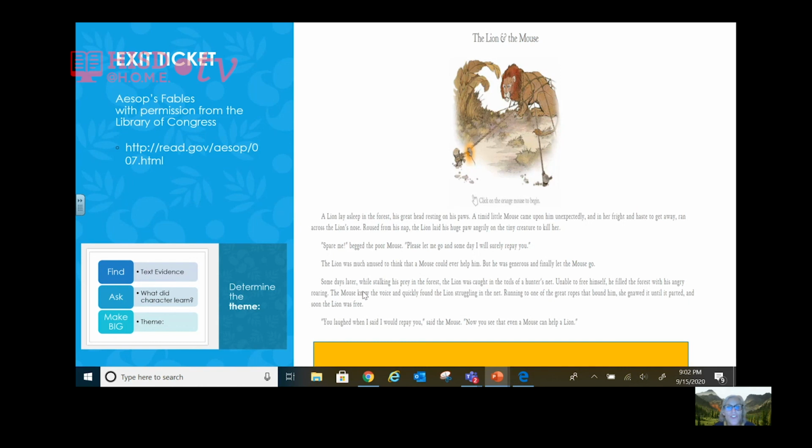Some days later, while stalking his prey in the forest, that means he's hunting it, the lion was caught in the toils of a hunter's net. He got all wrapped up in a net. Unable to free himself, he filled the forest with his angry roaring. The mouse knew the voice and quickly found the lion struggling in the net. Running to one of the great ropes that bound him, she gnawed, keep gnawing on it, until it parted, and soon the lion was free.